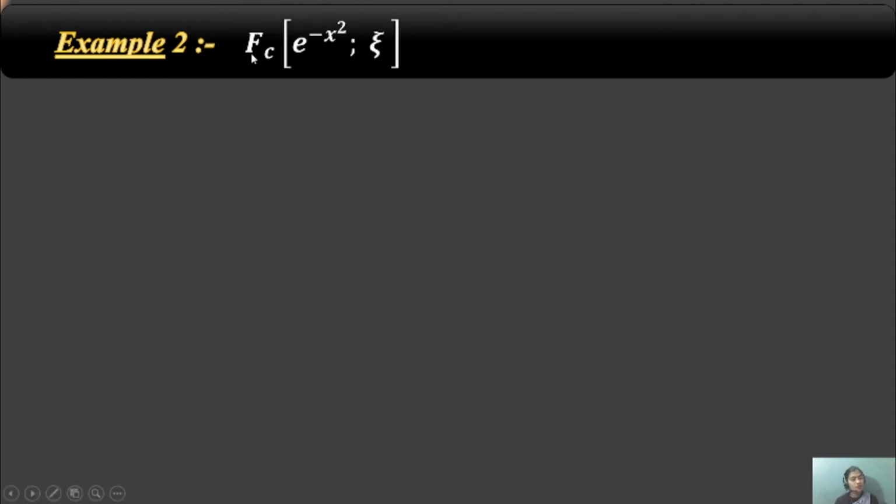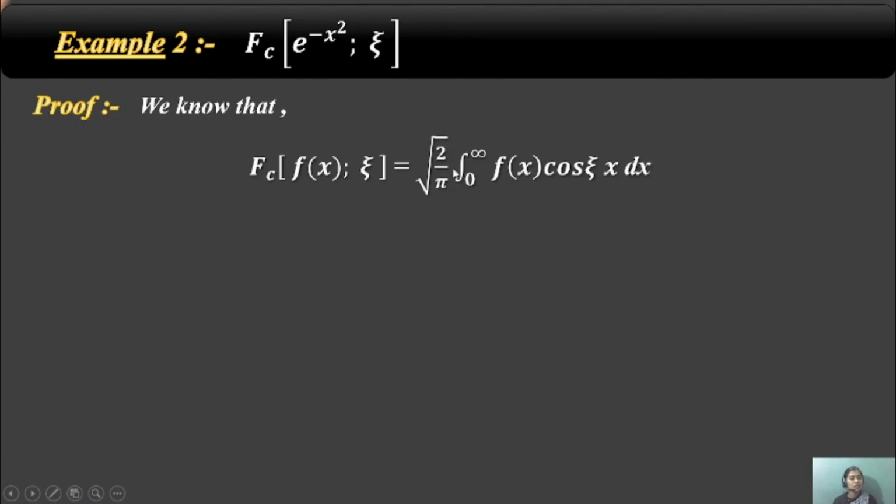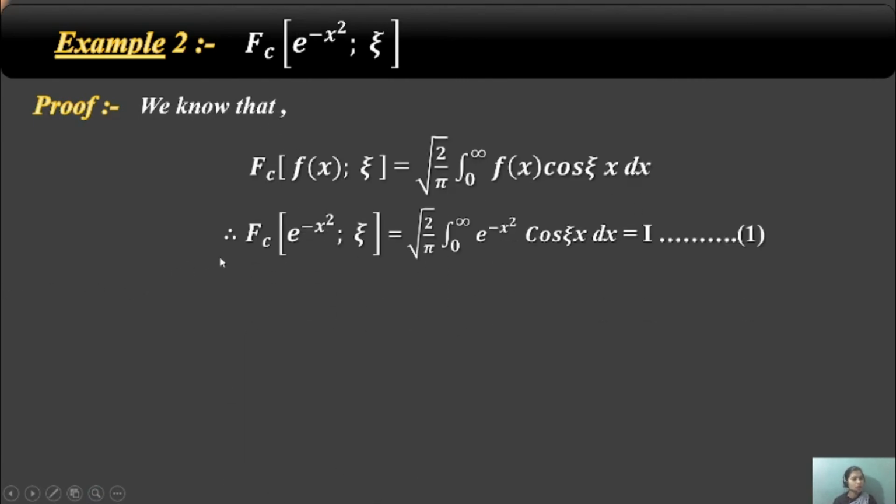The cosine Fourier transform of e to the power -x² at ξ equals, considering that value, we know the formula of the cosine transform. Then put the function e to the power -x² in this equation, equals I. This is the first equation. Then differentiate with respect to ξ on both sides.